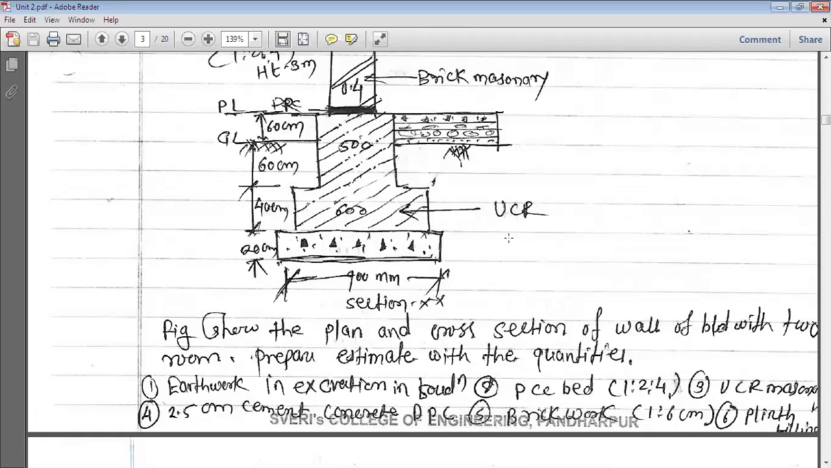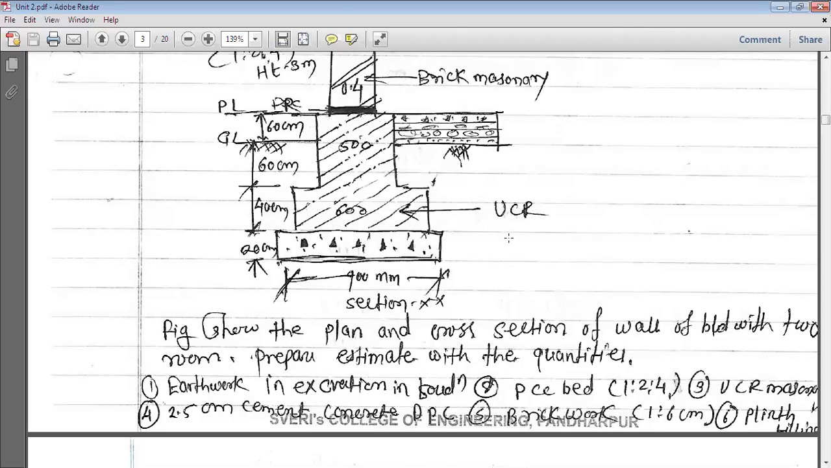What quantities do we have to determine? We have to determine the earthwork in excavation in the foundation. The second quantity is the PCC. Third is UCR masonry, that is uncoursed rubble masonry. Fourth is the DPC quantity. Fifth is brickwork, and sixth is the plinth flint. So these 6 quantities are mentioned to be determined.